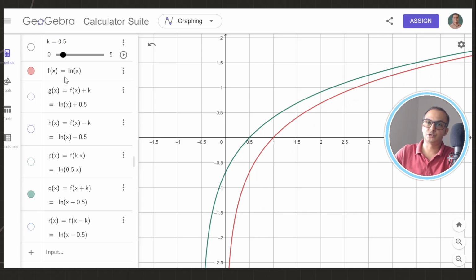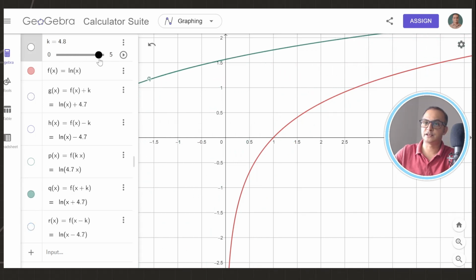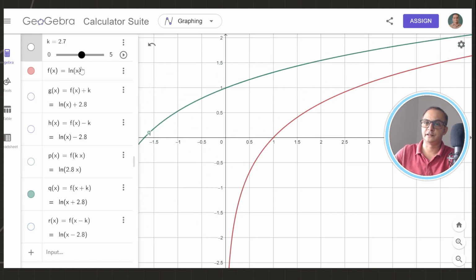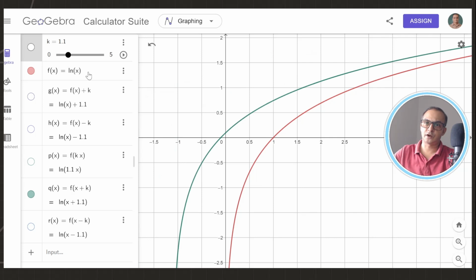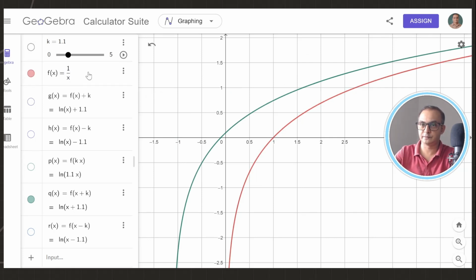And suppose you want to change this thing, you can see that as soon as I go for the higher values of k, and k I am taking is a x plus k. So when we are adding the value of k from inside, the graph should shift left, and so on. There is one more function. There is 1 by x. Let's try to think how it will happen.